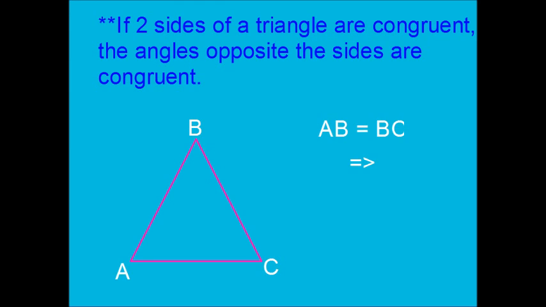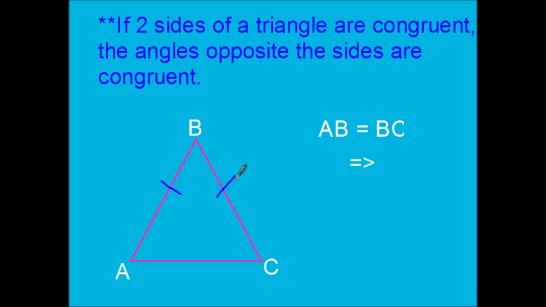Okay, so we have our first theorem. If two sides of a triangle are congruent, then the angles opposite those sides are congruent. So here's what I know. I know that side AB is going to be congruent to side BC. Let's put in those markings.